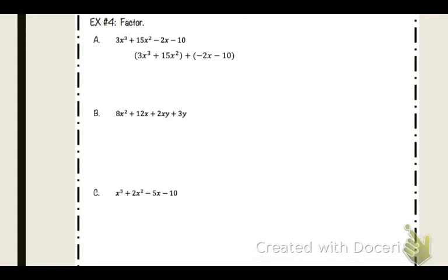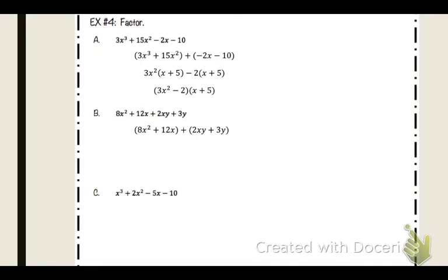Okay? So what can we take out of 3x cubed and 15x squared? It's a 3x squared. And what can we take out of negative 2x and negative 10? It's a negative 2. Then the x plus 5s are the same, so we're left with 3x squared minus 2 and x plus 5. All done. Okay, let's look at example B.